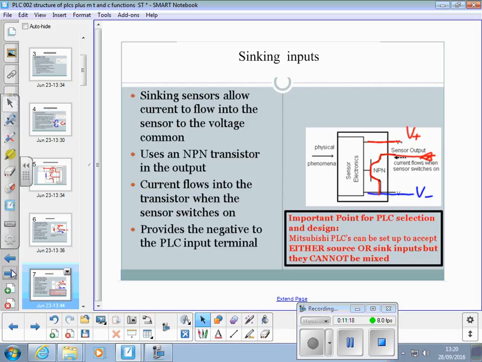Now, with our Mitsubishi PLCs, and I don't know about any other manufacturer, you can have either sinking or sourcing, but you can't have a mixture of both. You do the whole wiring scheme slightly differently to account for either sinking or sourcing inputs. So you don't have to buy a PLC with sink or source inputs, but you can only use one scheme. Yep, Michael.